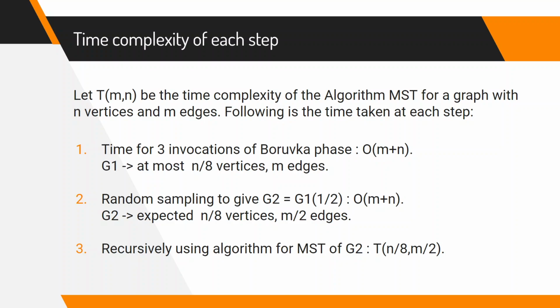Random sampling to give G2 from G1 with p equal to half takes O(m + n), because G2 has expected n by 8 vertices and m by 2 edges. Because we are random sampling, the expected edges would be m by 2. Recursively using the algorithm for MST of G2 takes T(n by 8, m by 2), followed by step 4, a linear time verification algorithm to give G3, which will be O(m + n). G3 will have at most n by 8 vertices and n by 4 edges, as we have learned from lemma 6, which we have proved also.